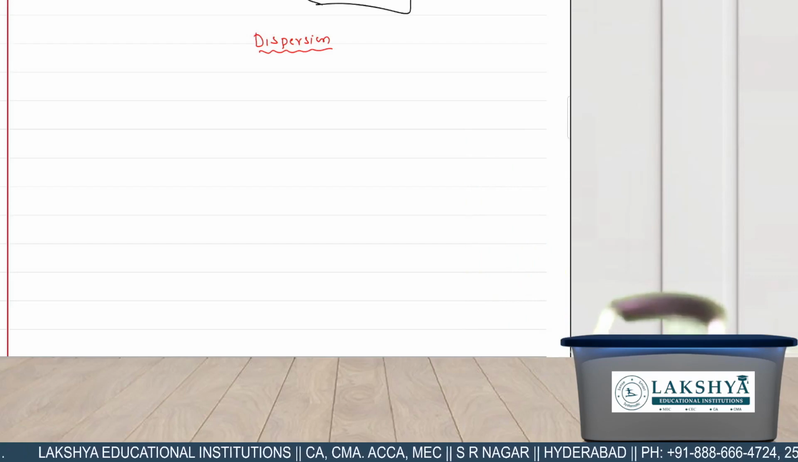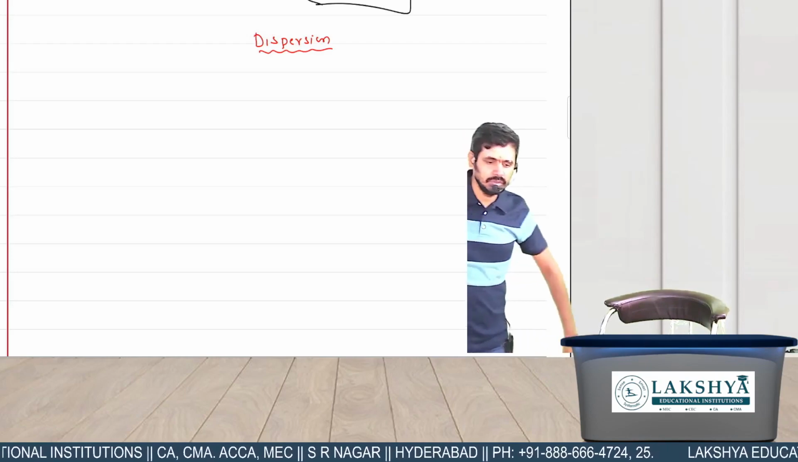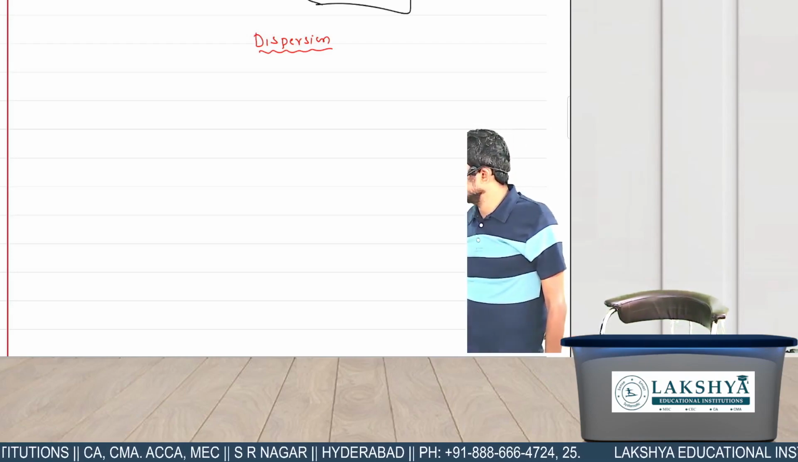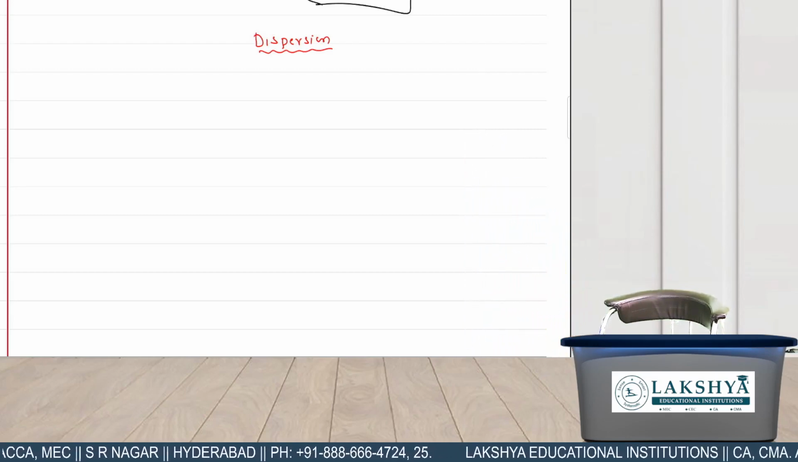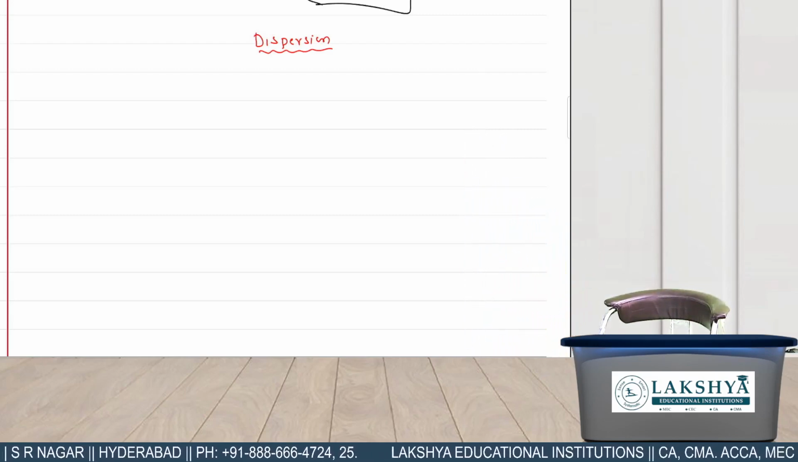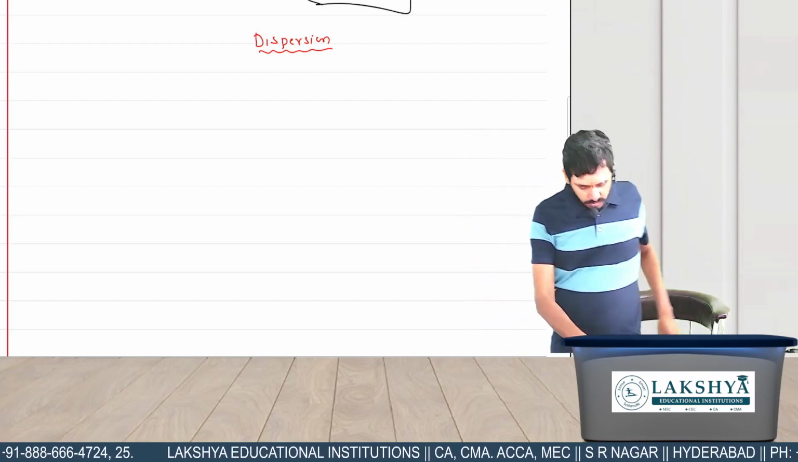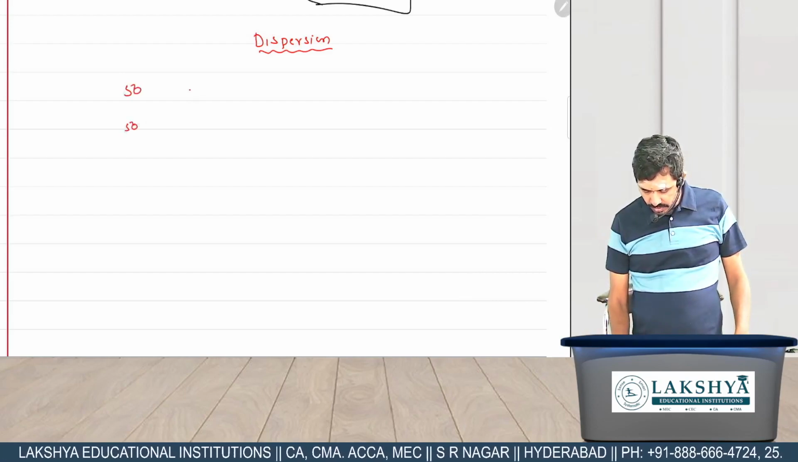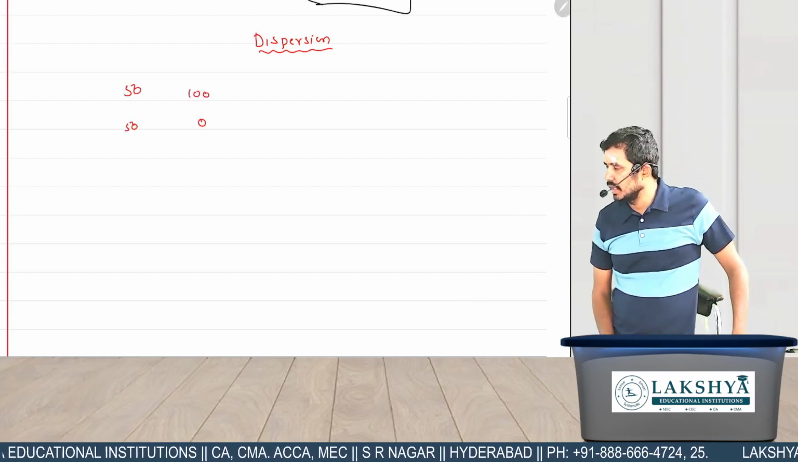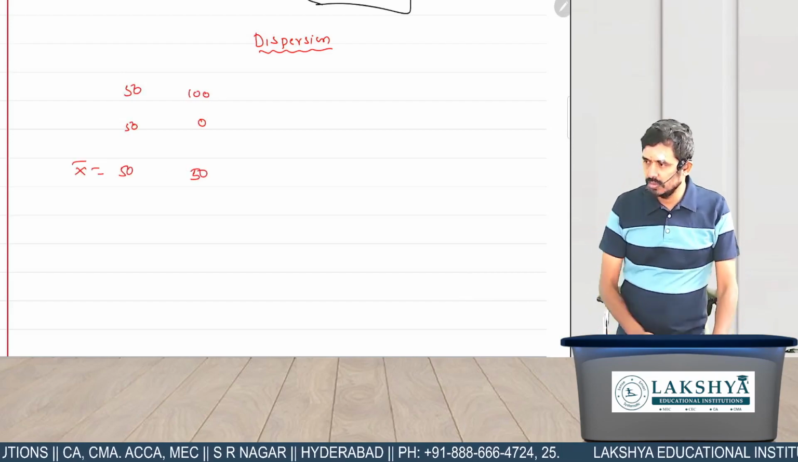Sometimes the first type of averages doesn't give a clear idea about the given data. In that situation we go for the second type of averages. Sometimes central tendency values are equal for two distributions. Let us take two distributions. One series contains the observations 50, 50, and another series contains the observations 100 and 0. The arithmetic mean for the first series is 50, and the second series also 50.